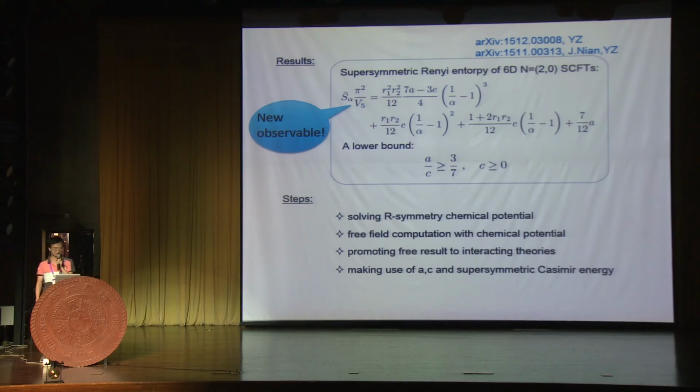The other example is a 6D example. Actually, the supersymmetric Rényi entropy can be fully determined by a and c for the (2,0) theory, which also gives us a lower bound for this a over c, which is 3 over 7.